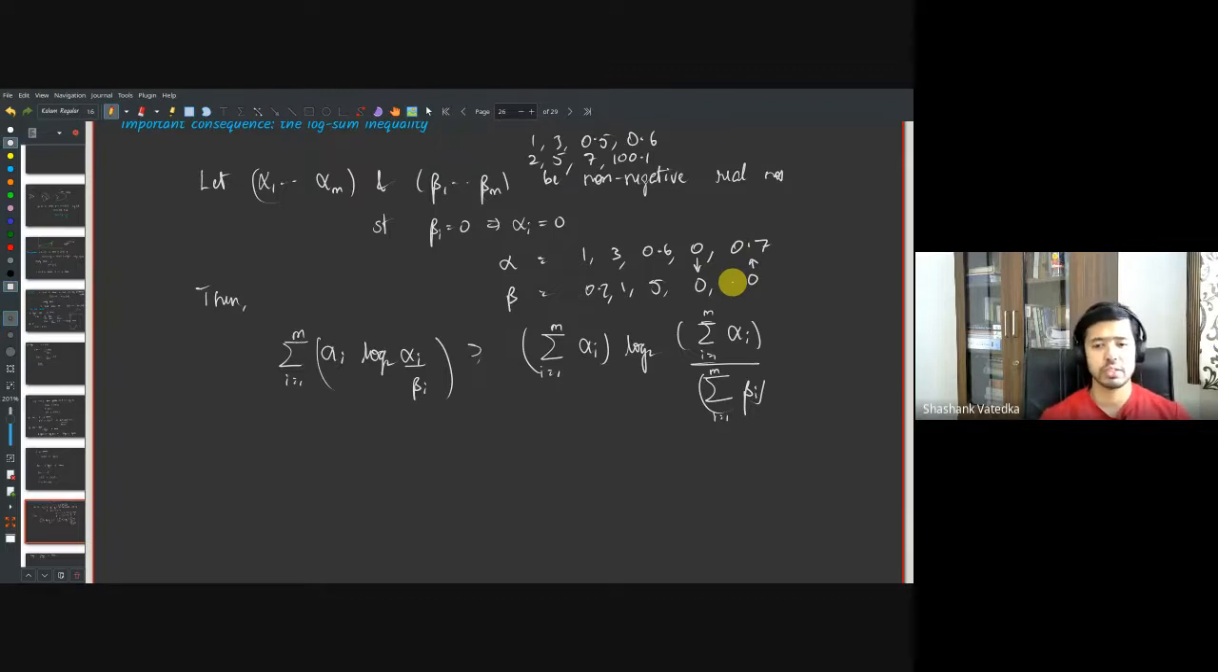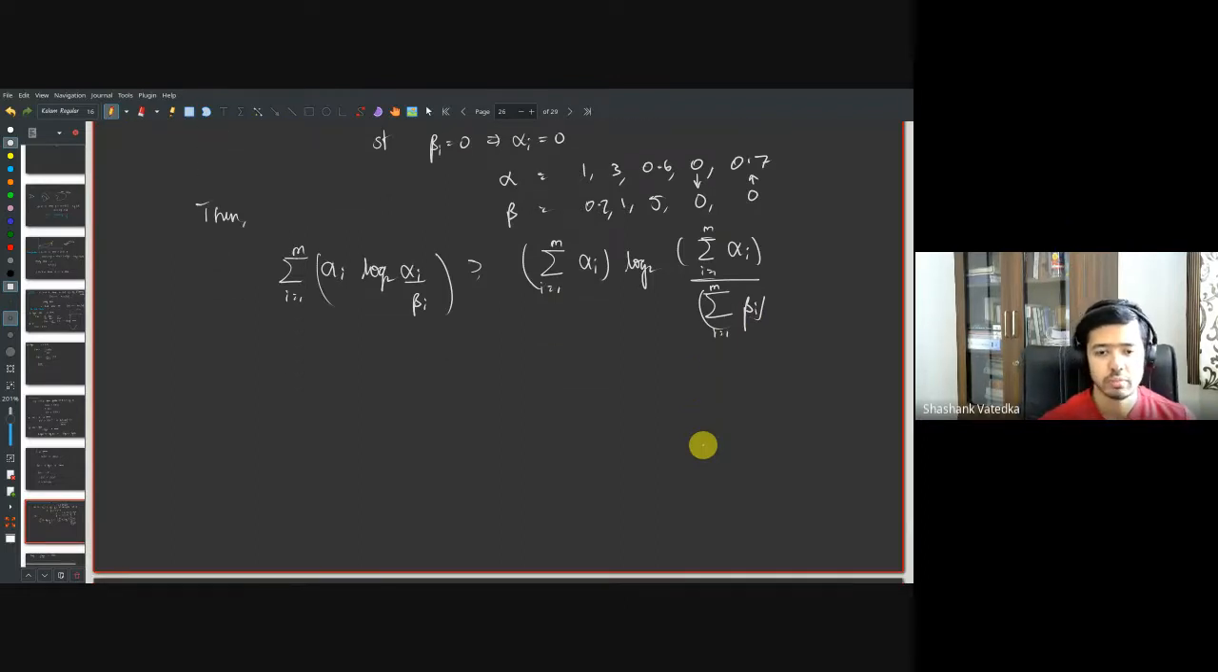For now, for simplicity, let us assume that both alpha and beta sequences are strictly positive. So I have m positive real numbers, alpha 1 through alpha m, and another set of m positive real numbers, beta 1 through beta m. And I compute this summation, i equal to 1 through m, alpha i log alpha i by beta i. The claim is that this quantity is always greater than or equal to the summation over all i of alpha i, log of summation over i alpha i by summation over i beta i.